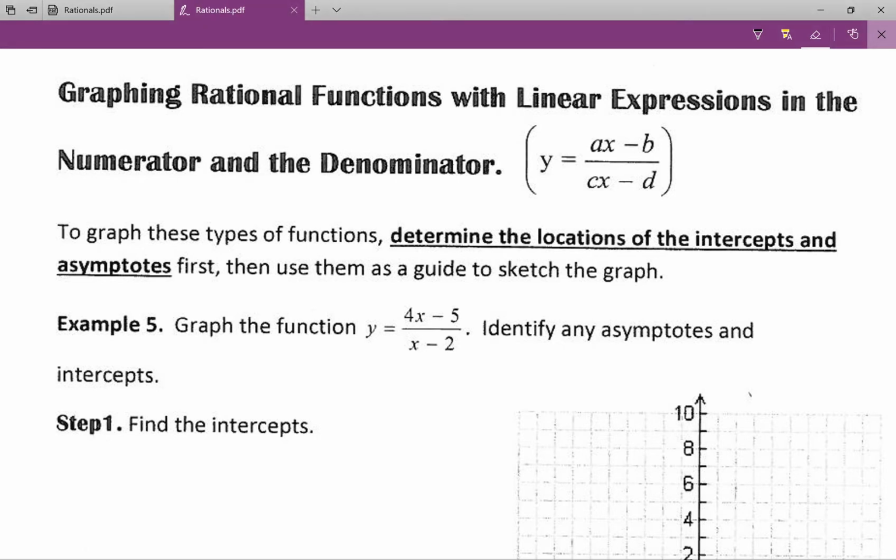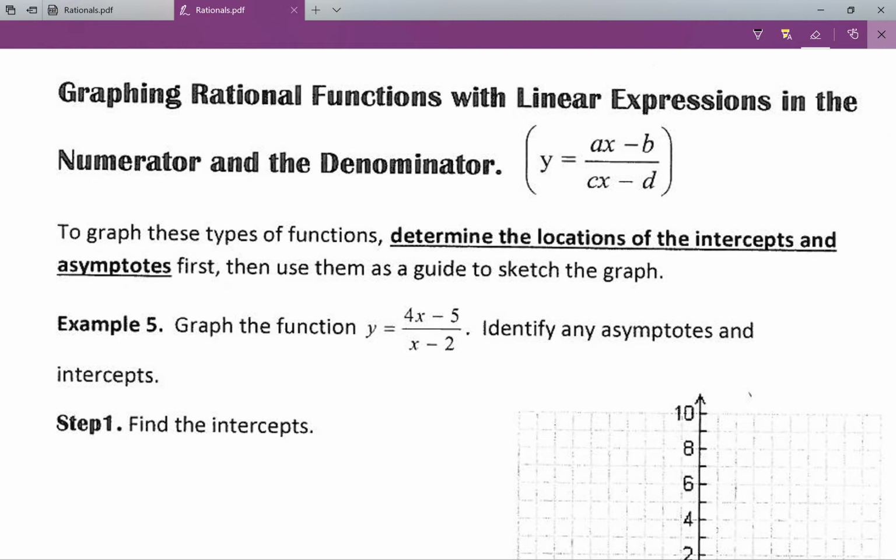Hey guys, so now we're going to look at graphing rational functions with linear expressions in the numerator and the denominator. Rather, y equals (ax minus b) all over (cx minus d). To graph these types of functions, we're going to determine the locations of the intercepts and asymptotes first, and then we're going to use those as a guide to sketch the graph.